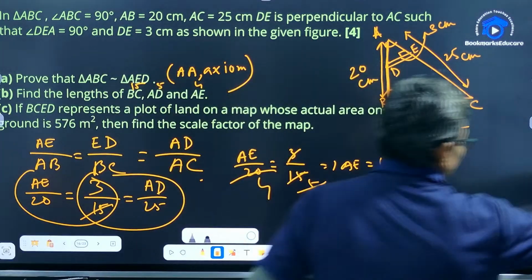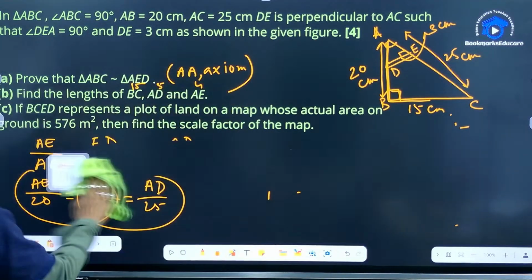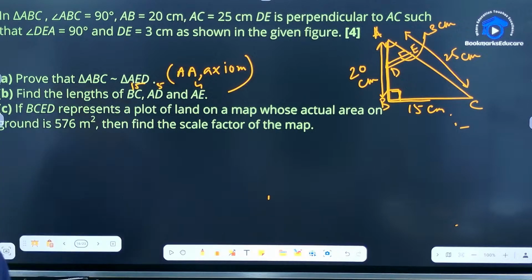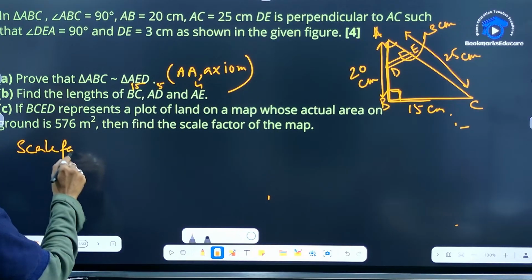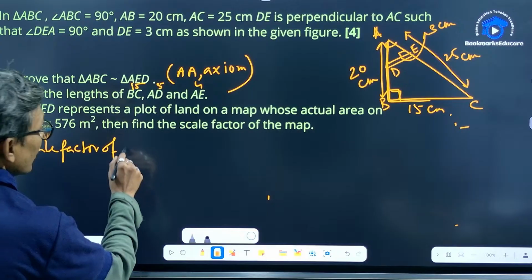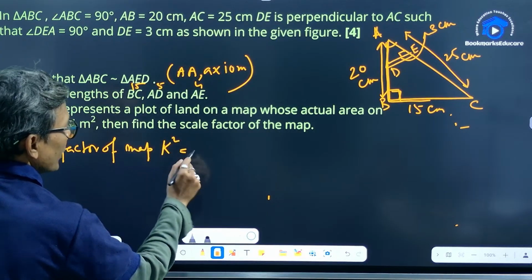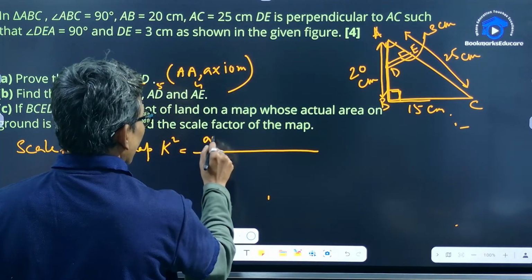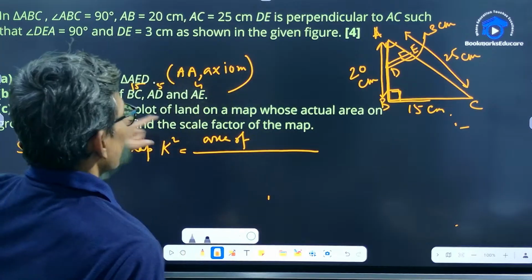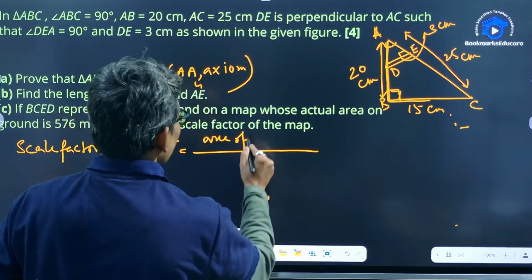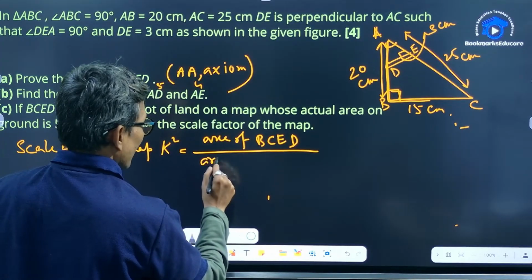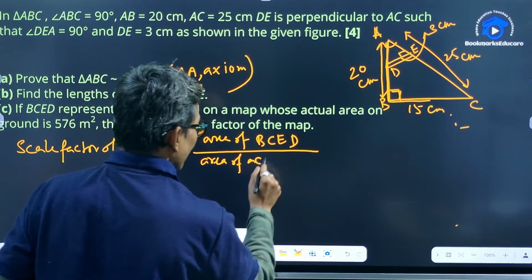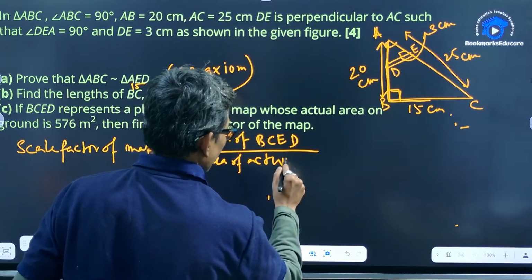Now, the third part of this sum. The scale factor of the map, k square, is equal to the area of the plot, BC ED, and the area of the actual ground.